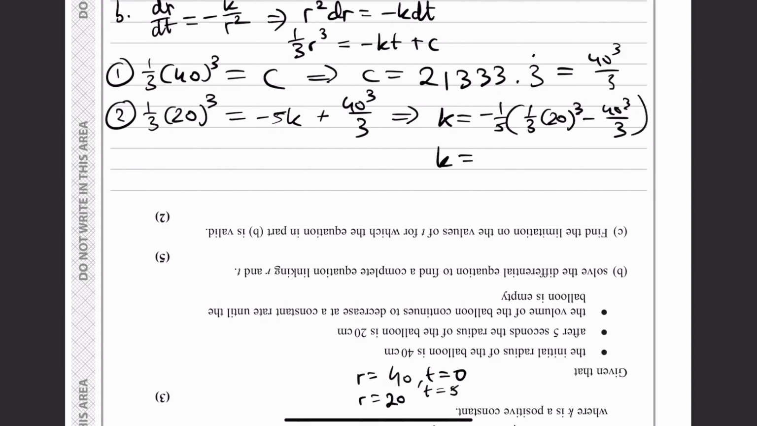So k is equal to minus 1/5, 1/3 times 20 cubed minus 40 cubed over 3. And that is 11200 over 3, which is 3733.3. So you get your final equation. You just want to link that and that.